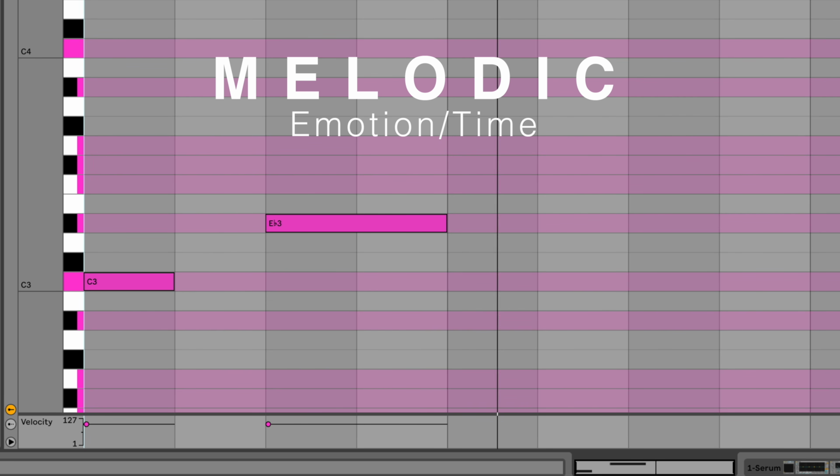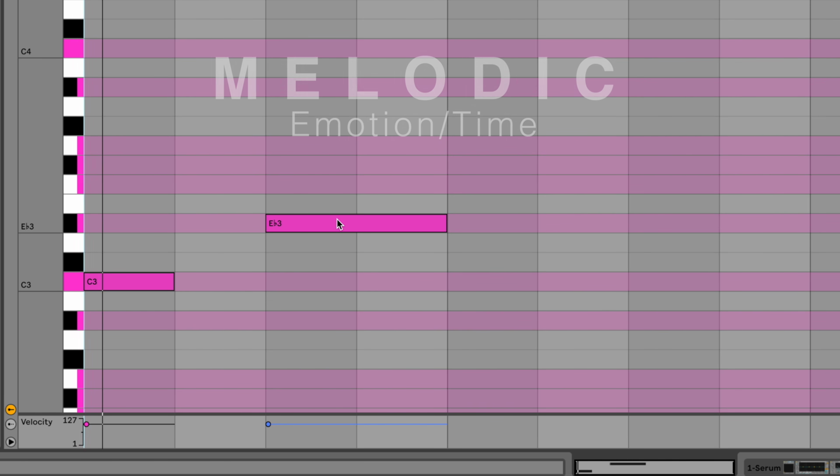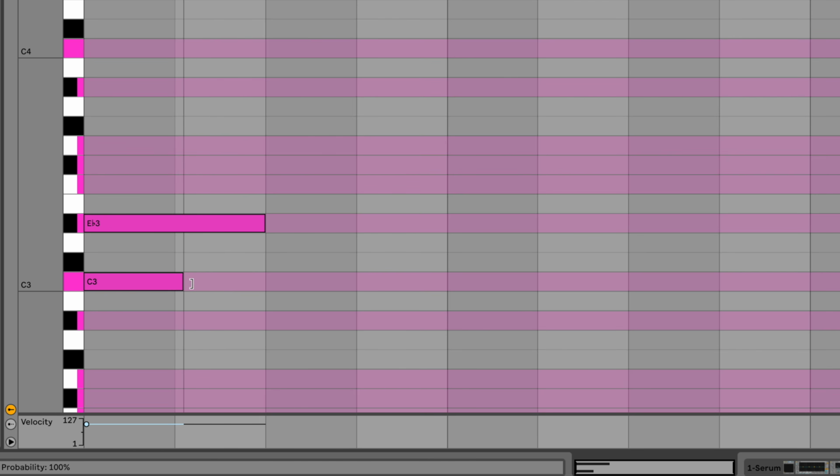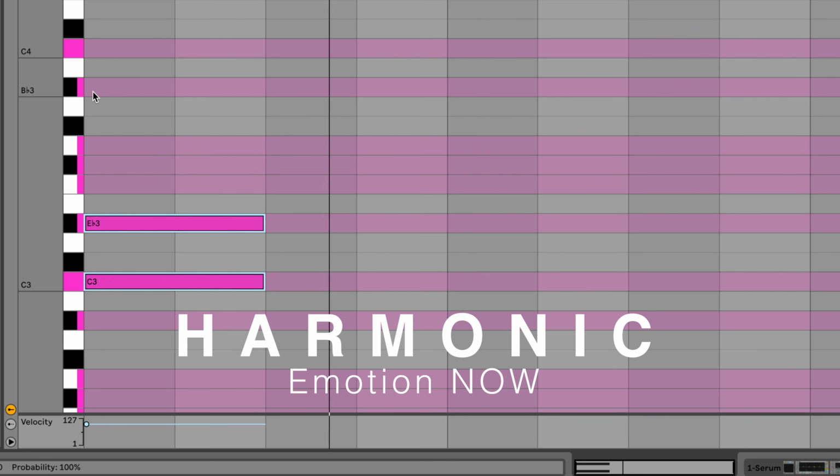Let's talk about chords now. So intervals can either be harmonic or melodic. A harmonic interval is created when two notes are played simultaneously, whereas a melodic interval is created when the two notes are played consecutively. The main difference is that a melodic interval, like we're seeing here, communicates an emotion over time, while a harmonic interval, like this, communicates the same emotion immediately.